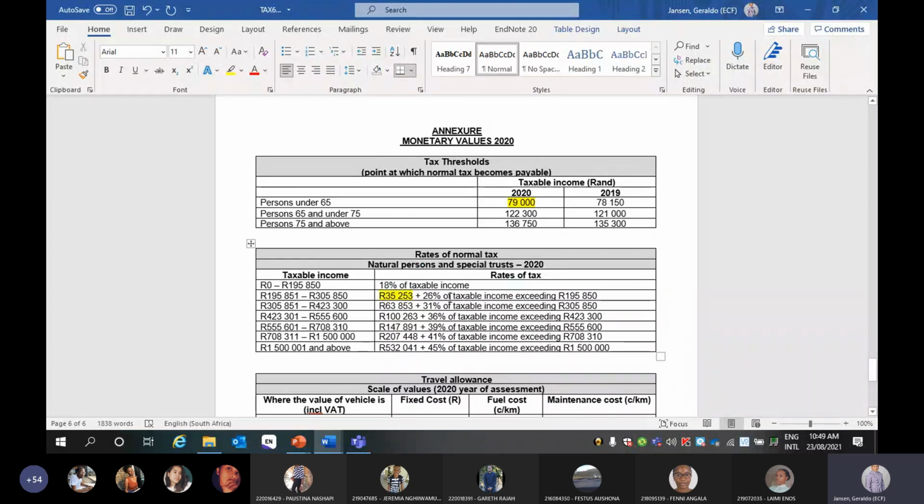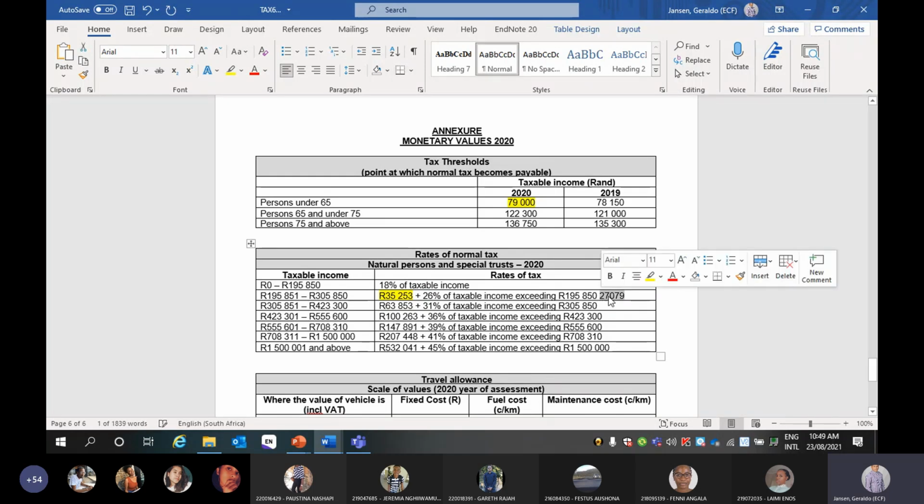Anyway, ignore that for now. So guys, what does that mean? Since our amount is 300,000, all you need to do is say 300,000 minus 195,850. Do you guys get 104,150? And that you will multiply by 26%. I think you get something like 27,079. That is the tax amount.